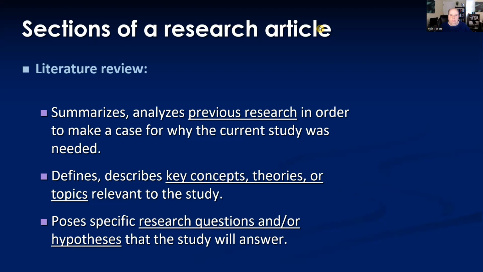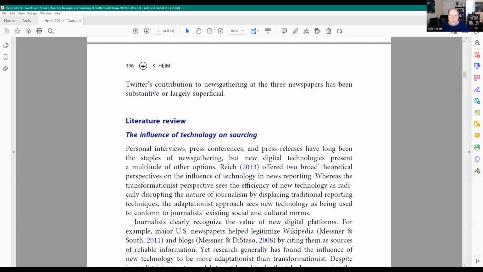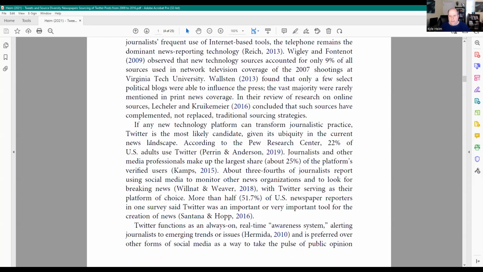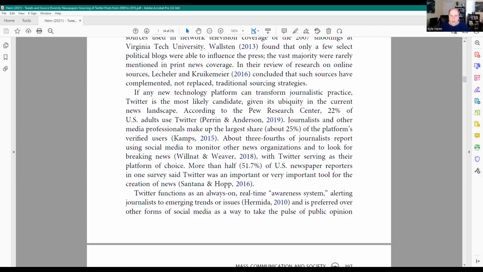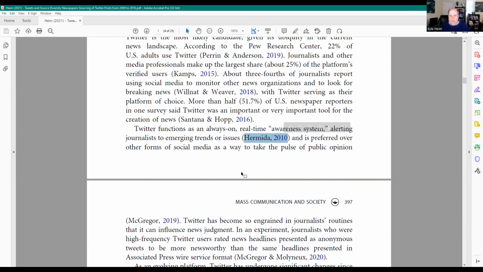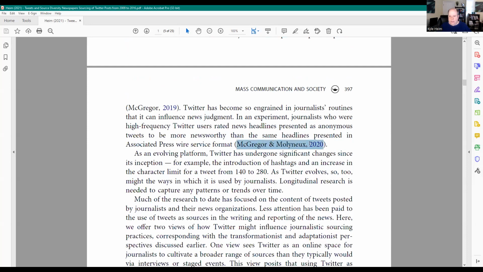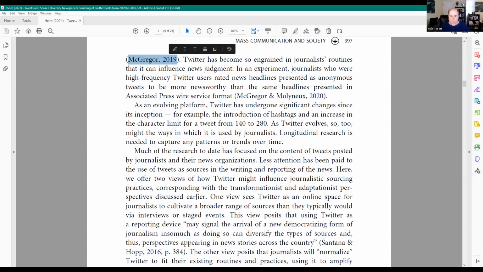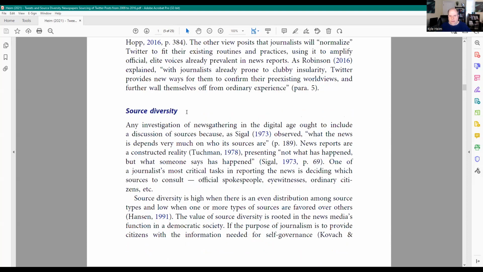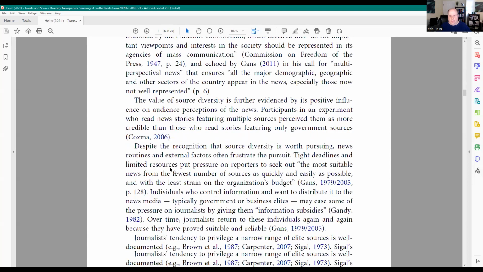So if I take a look at my article here for a second, here's my literature review, and notice I had it divided up into subsections. So for example, there is a subsection on the influence of technology on sourcing. You will see a lot of source citations here, and that's because I am citing and summarizing previous researchers' work. So this is summarizing and analyzing existing research. Okay. Here's another subsection of the literature review, and so on and so on.